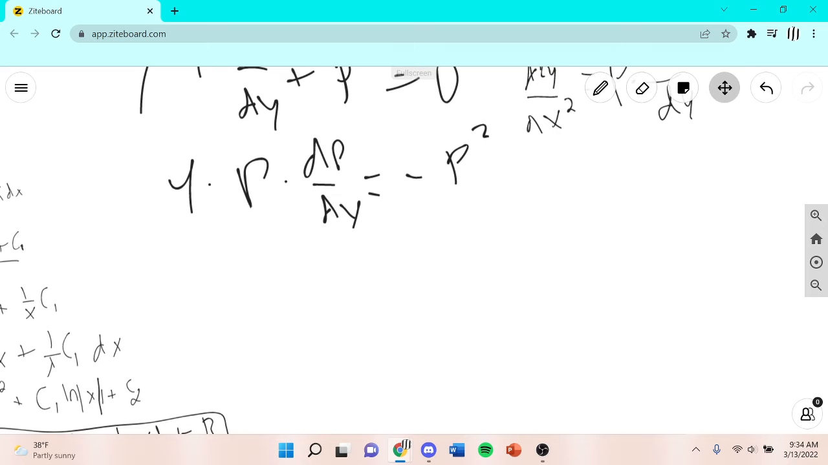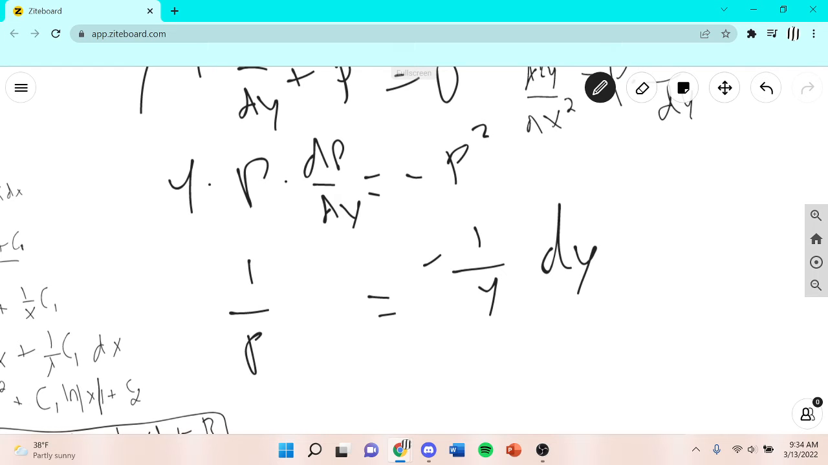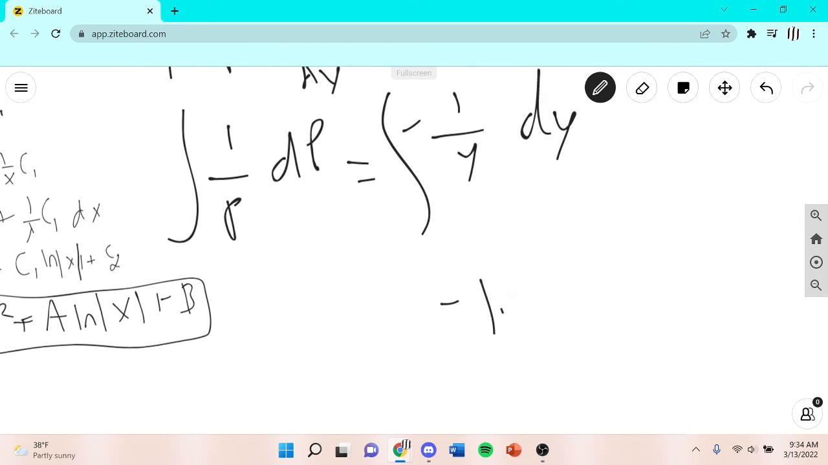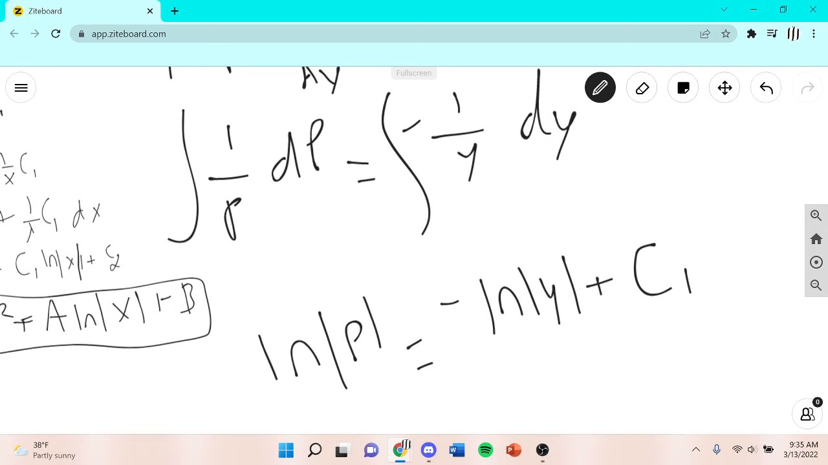Now we're going to try to get everything on one side. Because the dp is over here, you're going to get 1. Well, we're going to keep the negative there. So we're going to say 1, negative 1 over y dy is equal to p over, so that's going to be 1 over p dp on this side. Integrate with respect to each other, and you're going to get here negative ln y plus c1, remember, is equal to ln of p.